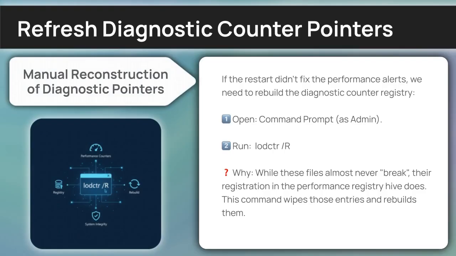If the restart didn't fix the performance alerts, we need to rebuild the diagnostic counter registry. First, open command prompt as admin. Second, you're going to type lodctr /r, then hit enter. Why are we doing this? Well, while these files almost never break, their registration in the performance registry hive does. This command wipes those entries and rebuilds them.